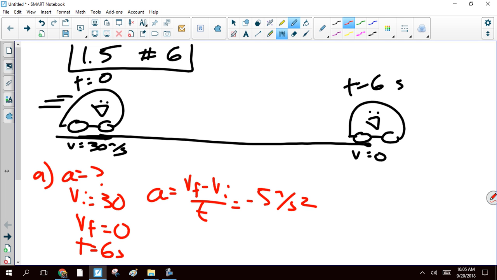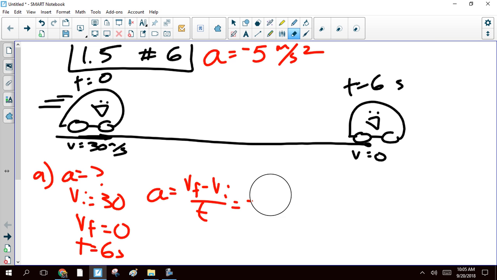All right, is everybody happy with A? All right, now notice, you guys, this acceleration applies to the whole problem, right? The entire time the car is slowing down, this is the acceleration. So let's make a note that we know this acceleration, because it's going to apply to every part of this problem. Clear? All right, so that's that.